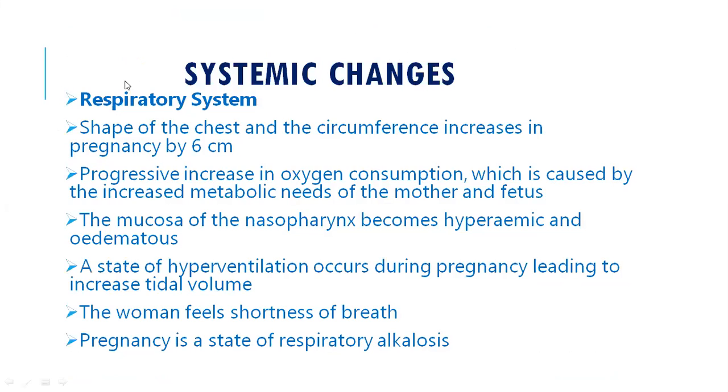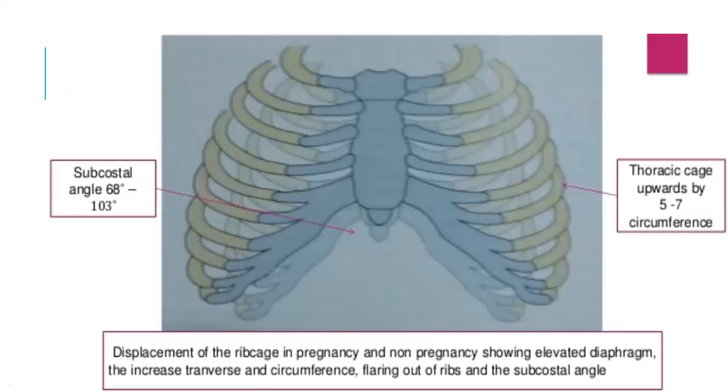So, changes occurring in the respiratory system. The shape of the chest changes and the circumference increases in pregnancy by 6 centimeters. There is increase in oxygen consumption which is caused by increased metabolic needs of the mother and fetus. The mucosa of the nasopharynx becomes hyperemic and edematous. There is a hyperventilation state in pregnancy leading to increased tidal volume. The woman feels shortness of breath. Pregnancy is a state of respiratory alkalosis. So there is the flaring of the rib cage.